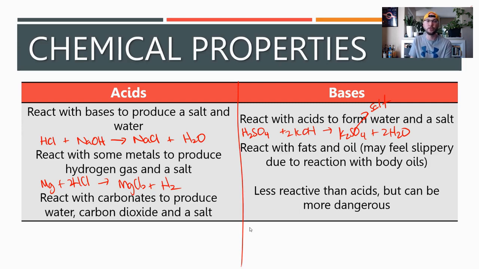They also react with fats and oils. So, for example, soap is a base. When you wash your hands with it, you're actually taking oils from your skin, combining with that base, and creating a kind of chemical reaction that makes it feel slippery. On average, bases are generally less reactive than acids, but they're still quite dangerous when they're concentrated, at least. Okay, and that's it for topic number 1.